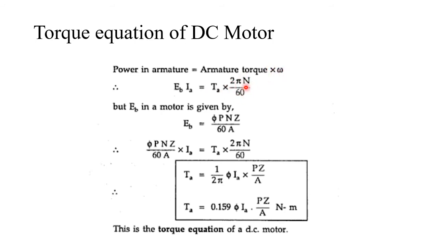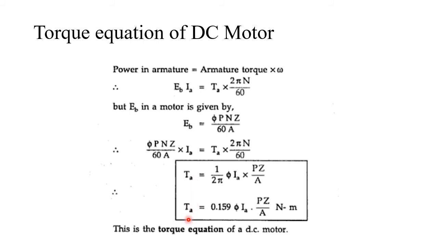Here n indicates the speed in RPM, so dividing by 60 gives revolutions per second. But we know that Eb in a motor, Eb meaning back EMF, is given by φPNZ divided by 60A. This is the EMF generated, the back EMF. Substitute it in the first equation, and you will get the torque equation of the DC motor.